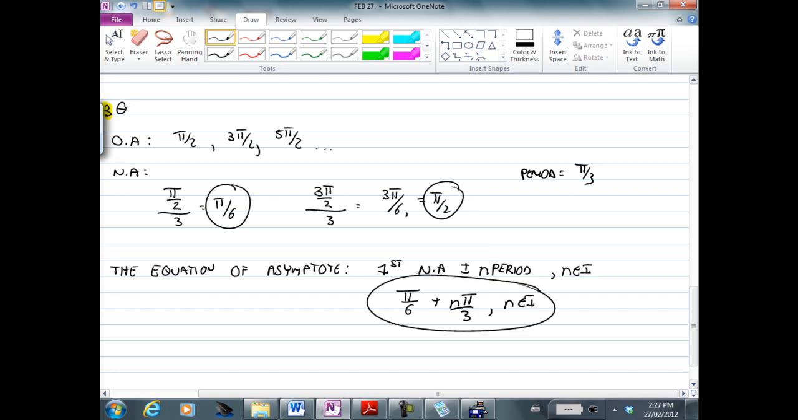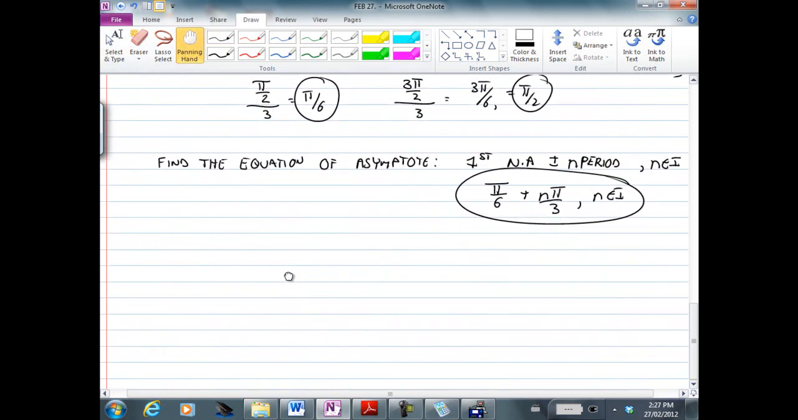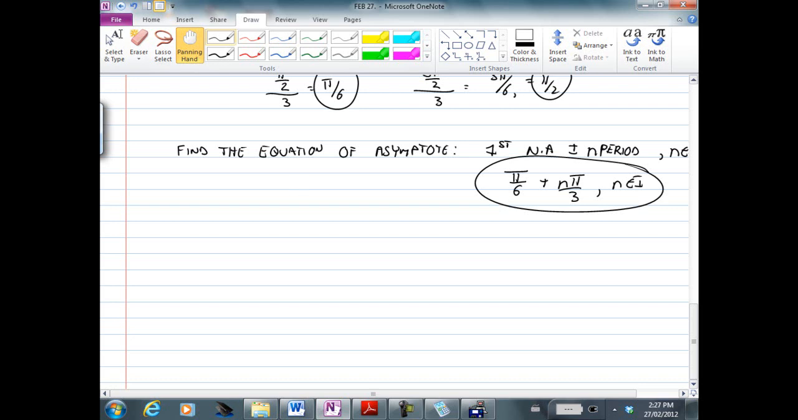Guys, gals, that's the only thing I will ask you for a tan graph: what is the new asymptote and what is your equation going to be? I will never ask you to graph it. Try this on your own. I'm going to walk around and help you out. And we're going to do cotangent, and then we're done.